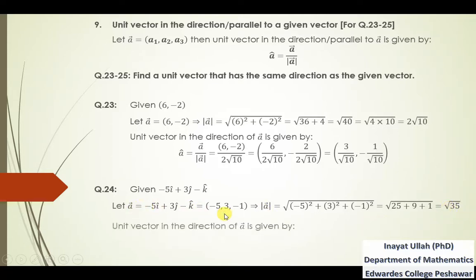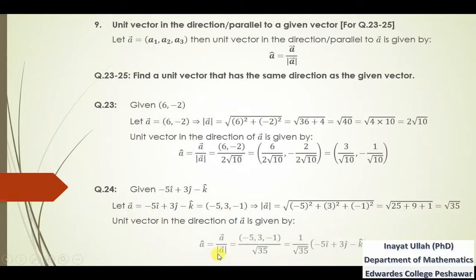So the unit vector in the direction of this vector A is vector A by its magnitude. Vector A is this one, and its magnitude is square root of 35. You can write this vector in IJ notation as 1 by square root of 35 is common, and that is minus 5 into I cap in this notation, plus 3 into j cap, minus 1 into k cap. So that is a unit vector which is in the direction of this A vector. So that's how we find a unit vector in the direction of a given vector.